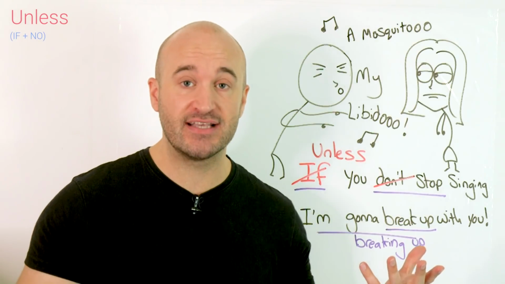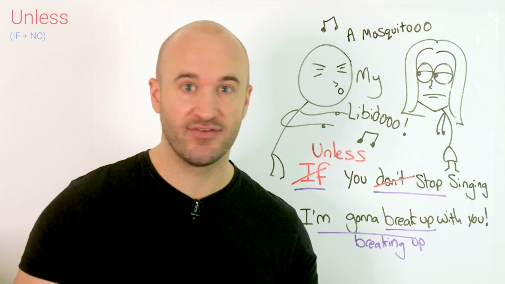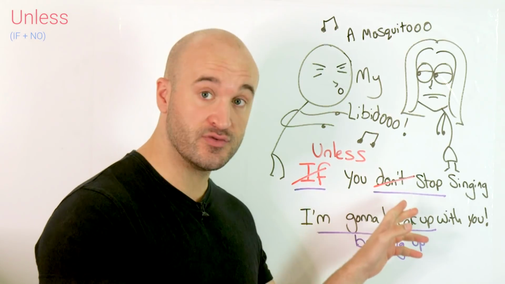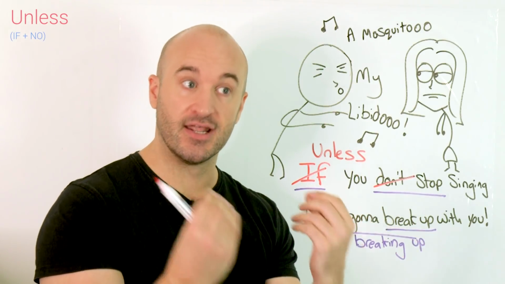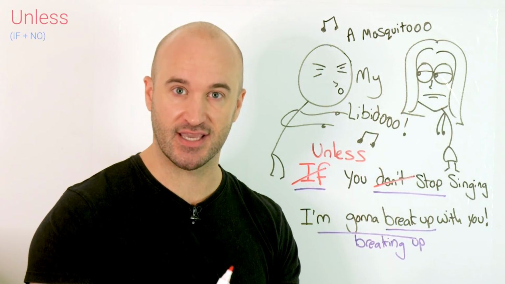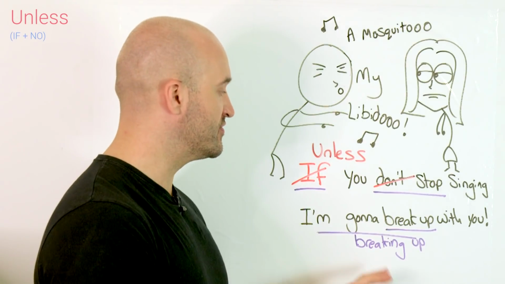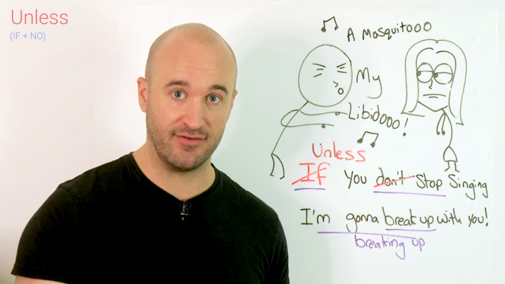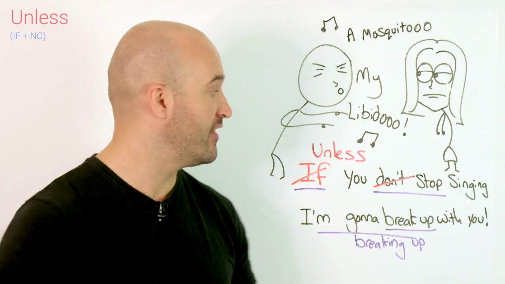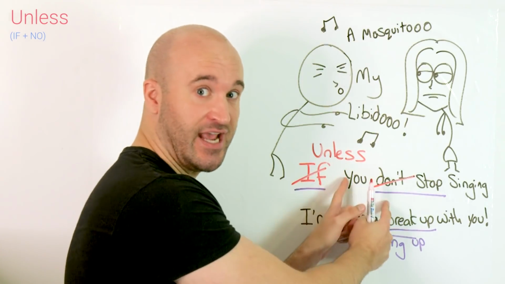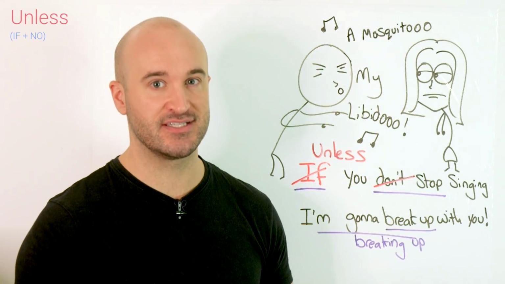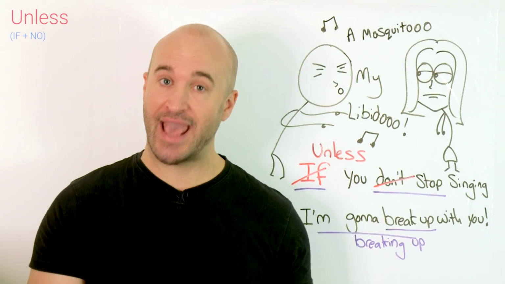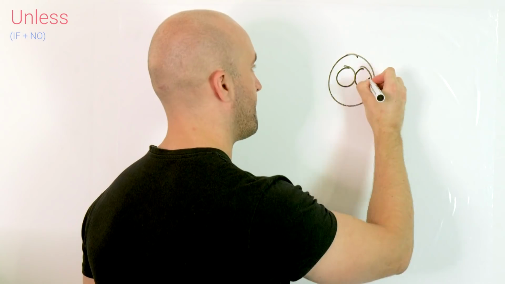Unless just replaces if with a negative. That's it. If you don't stop singing, unless you stop singing. And again, you can use the future tense with the result or present. That's completely fine. But just be careful how this changes. That's the most common mistake that I see. And you can use this with a negative.